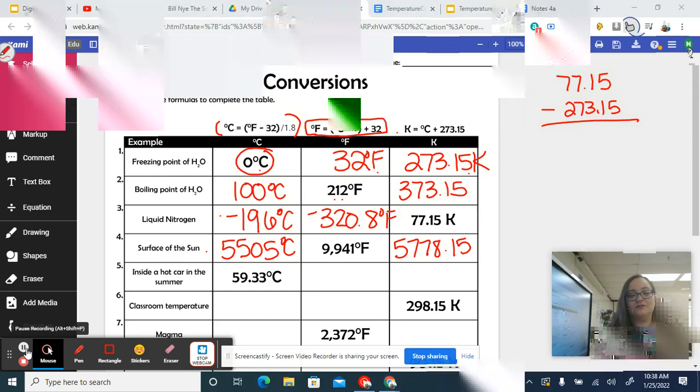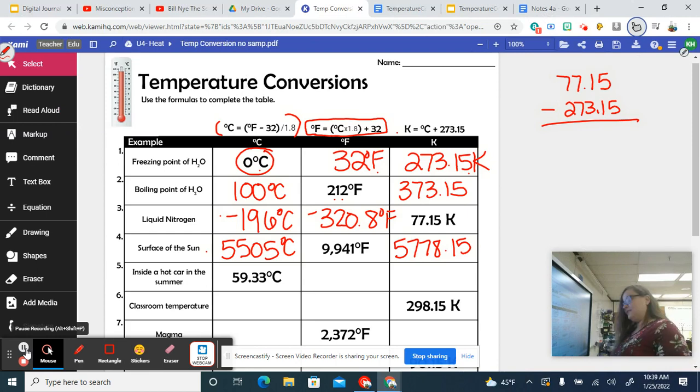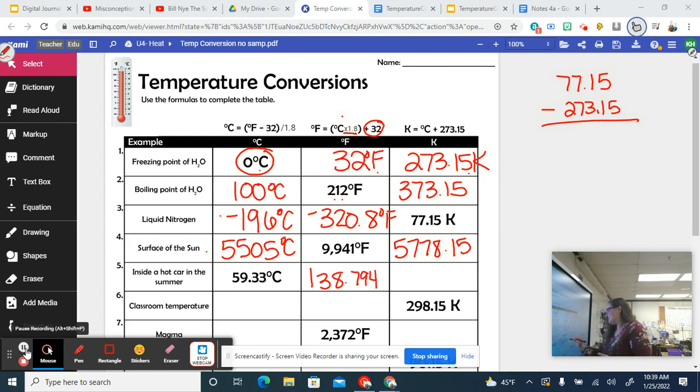All right, so here we go. Number 5, inside a hot car in the summer heat. We've got 59.33 degrees Celsius, so we've got to convert it to Fahrenheit. We're going to use our middle formula right here. So it's 59.33 times 1.8, hit enter, and then plus 32 equals 138.794 degrees Fahrenheit. That's hot.